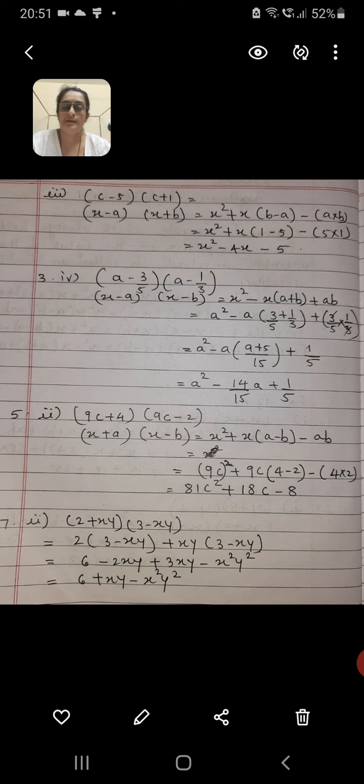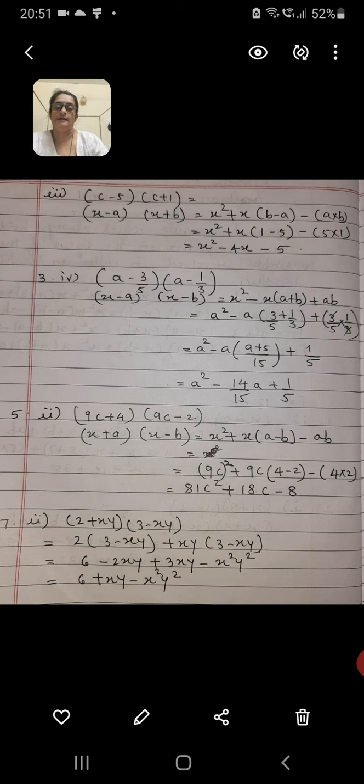Replace the value, you will get a square minus 14 upon 15a plus 1 upon 5. Next, go to the next identity, the same identity. Next question: 9c plus 4, 9c minus 2. So how many terms are there? 9c, 4 and 2. So 3 terms. First, among the 4 identities we have to choose which one we are going to use.